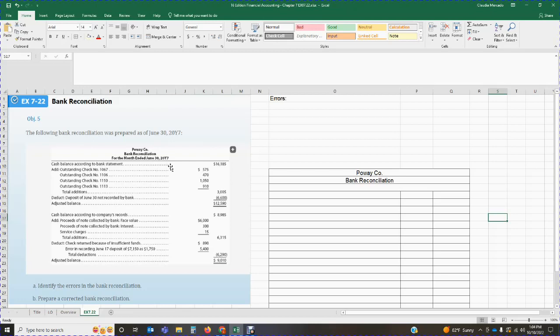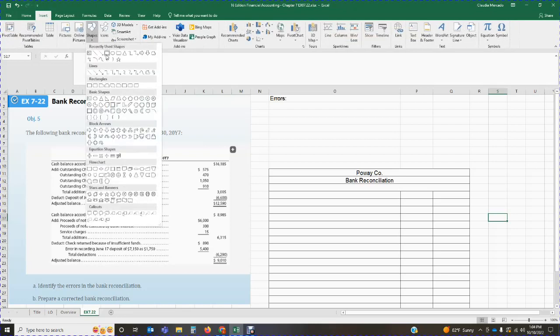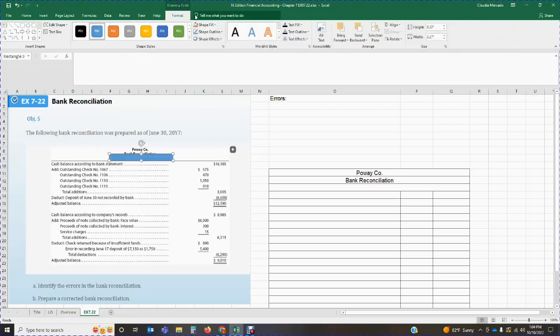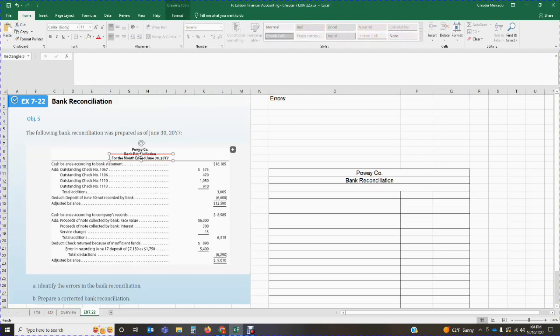Something very important. When we are reconciling, we are not doing it for a period of time. We're not doing it for the month ended. We are doing it for a point in time. So a mistake that we can identify here is the date. That is incorrect. So the first error.